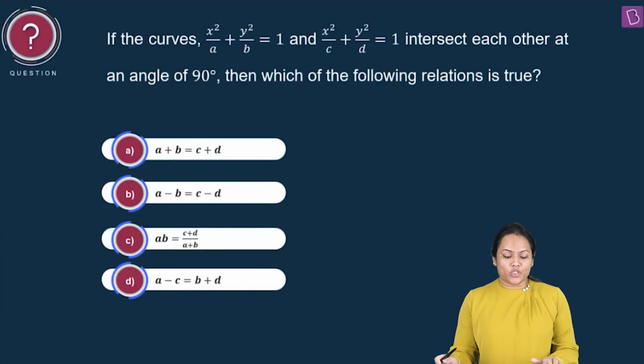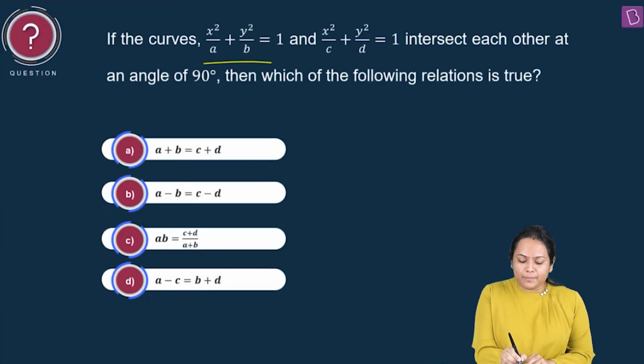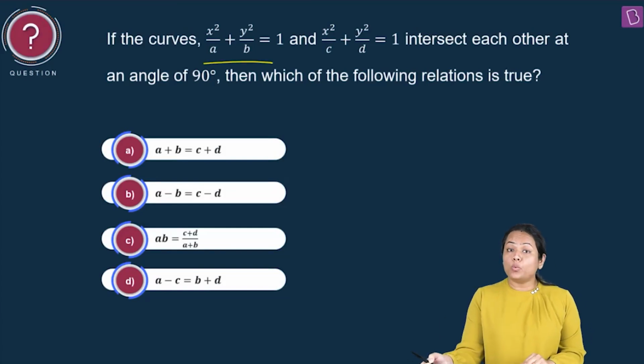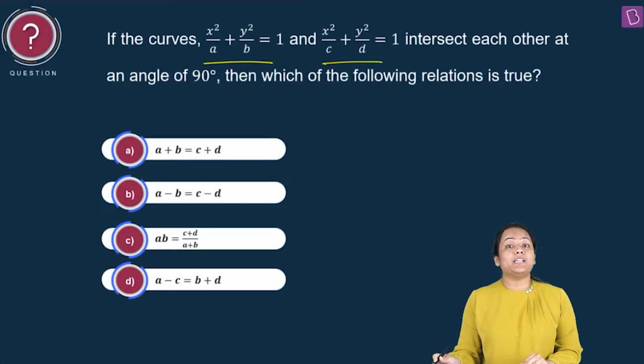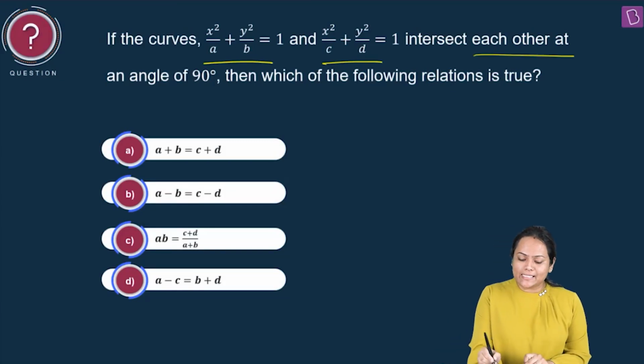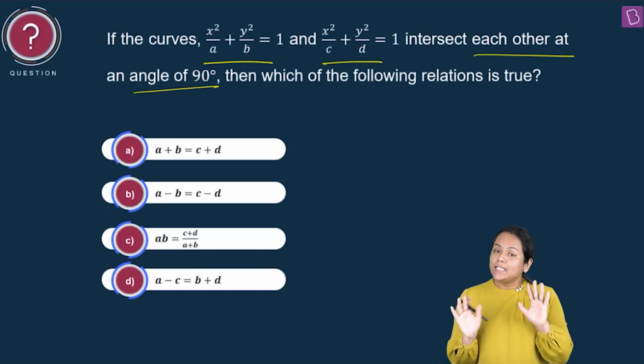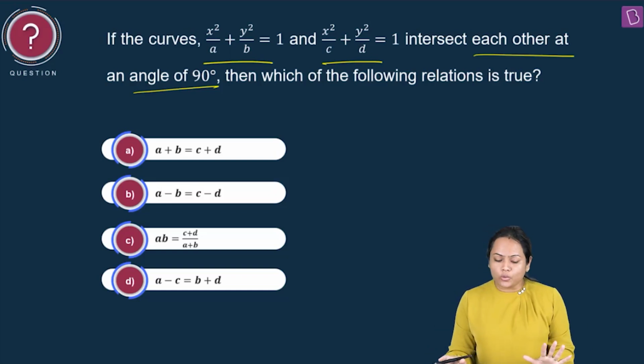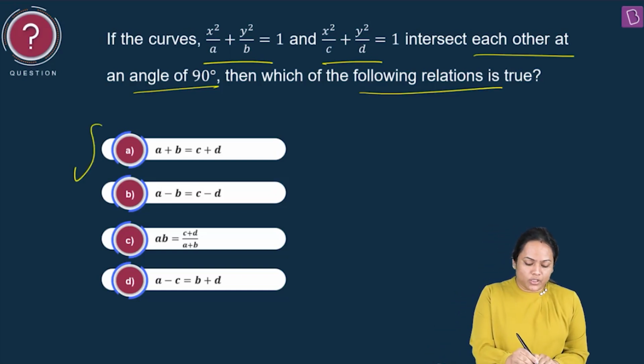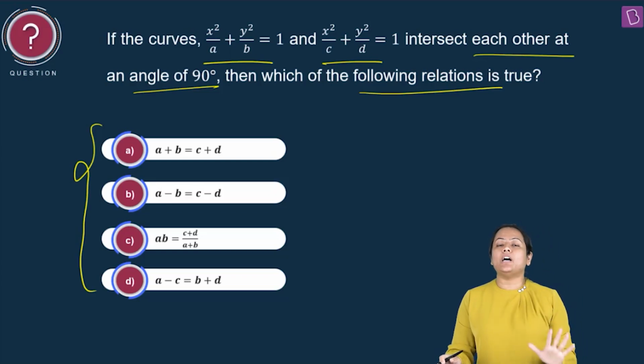Well, in this question, it's saying if the curves x square by a plus y square by b is equal to 1 and x square by c plus y square by d is equal to 1 intersect each other at 90 degrees, that means these two curves are orthogonal. Which of the following relations between a, b, c and d are true?